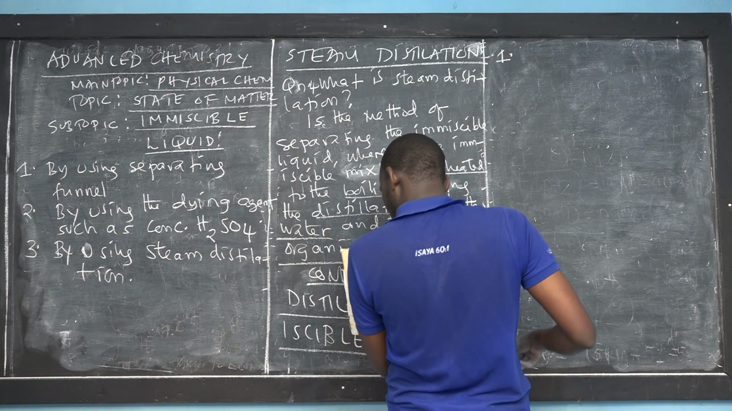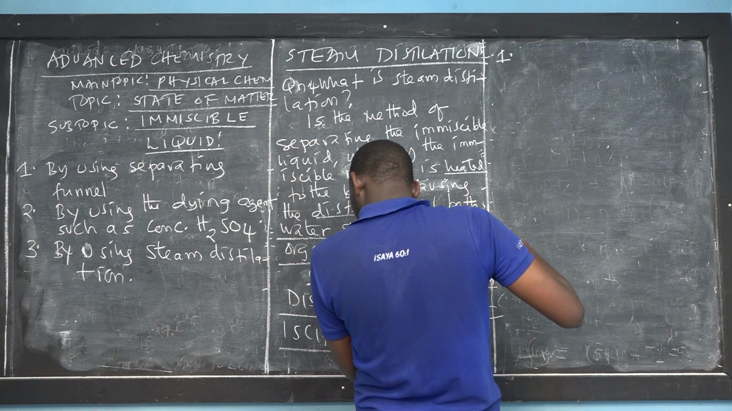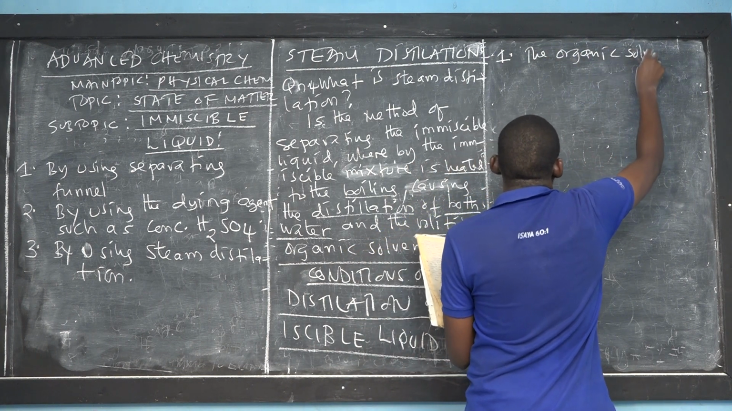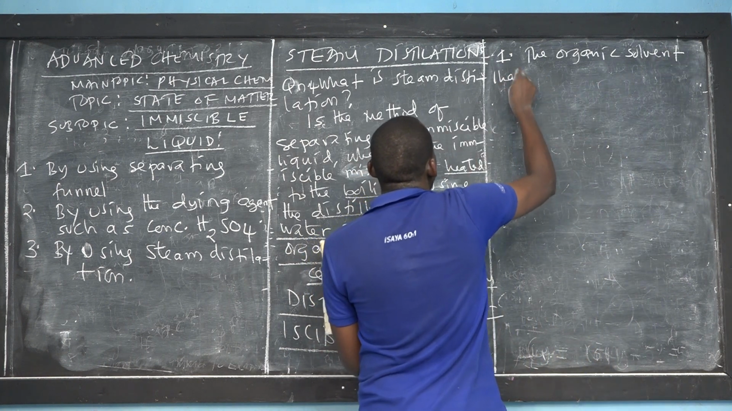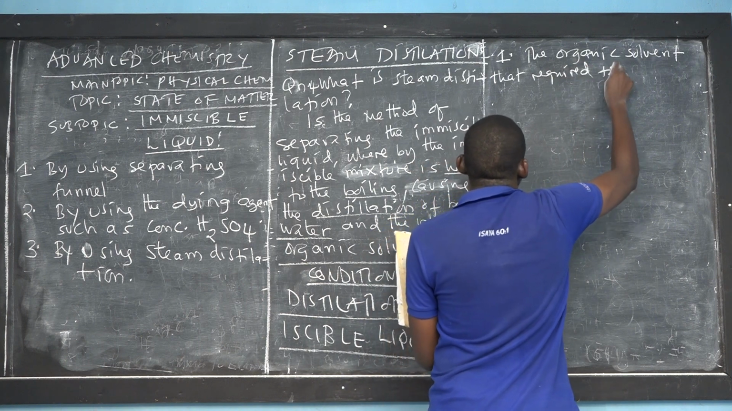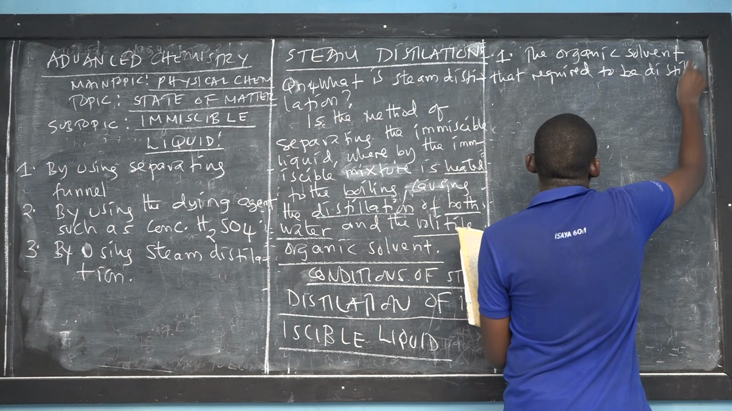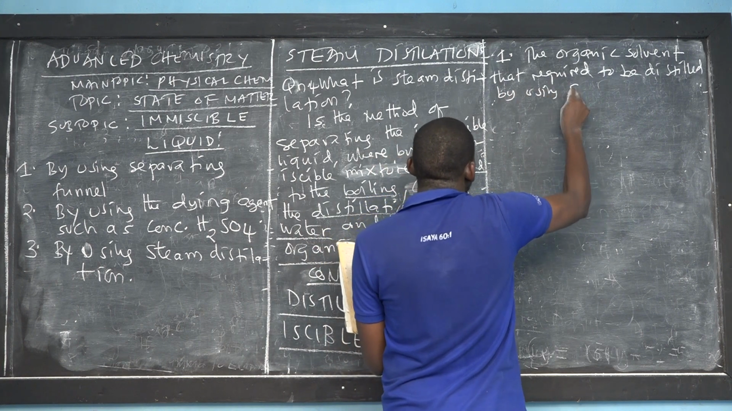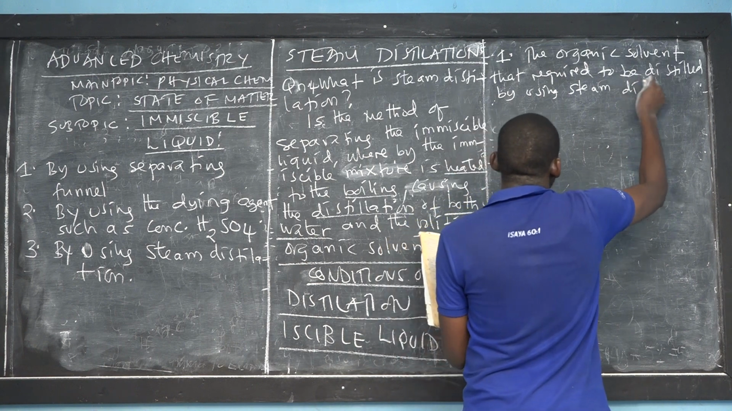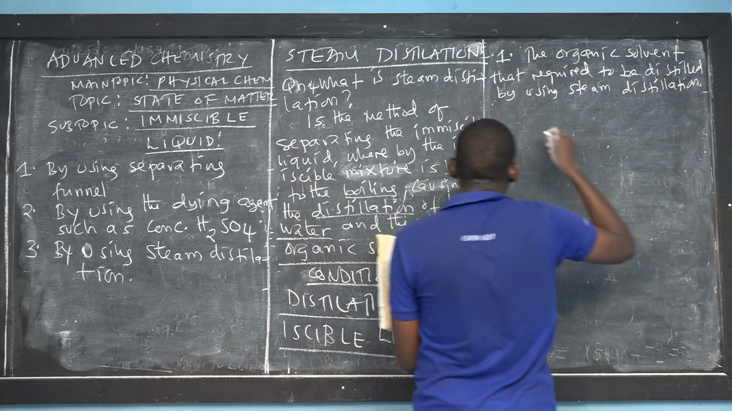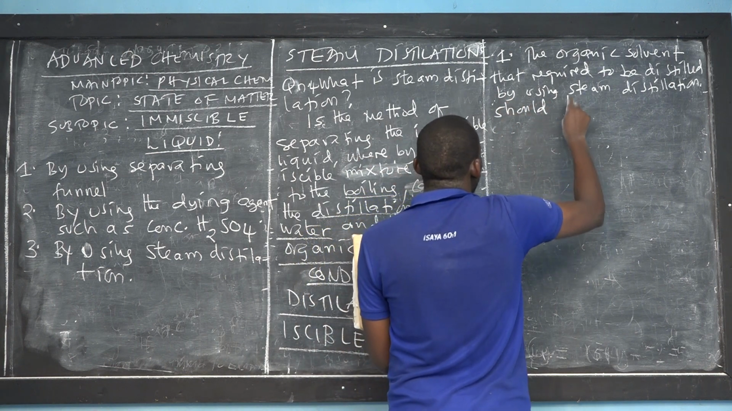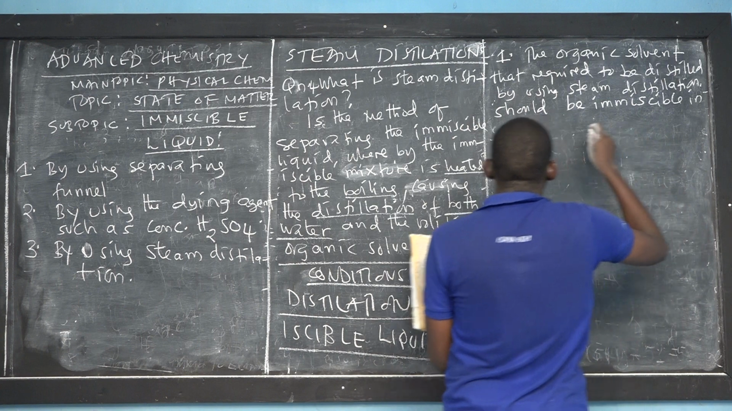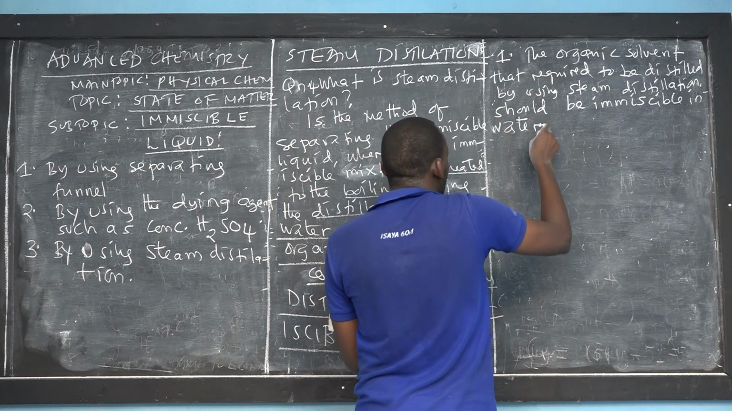The first condition: the organic solvent, or the liquid, that is required to be distilled by using steam distillation should be immiscible in water. This is the first condition.